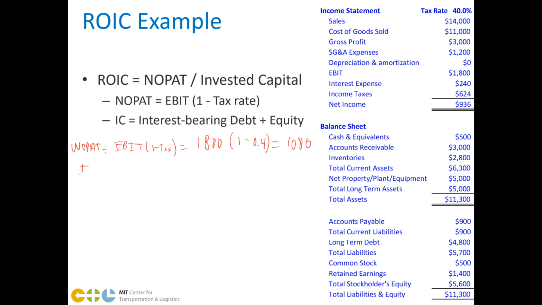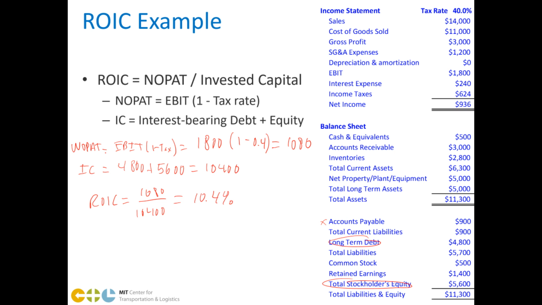What is our invested capital? And here we're going to look at all the interest-bearing debt and equity. So we go to the balance sheet and see we have long-term debt. We definitely pay interest on that. We don't use accounts payable because we're not paying interest on that. There's no return expected. So we have long-term debt, and then we have stockholders' equity down here. So this is going to be equal to 4,800 plus 5,600, which is equal to 10,400. So our ROIC is equal to 1,080 over 10,400, which is 10.4%.